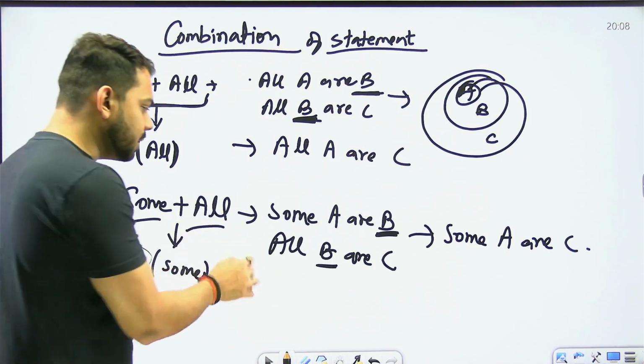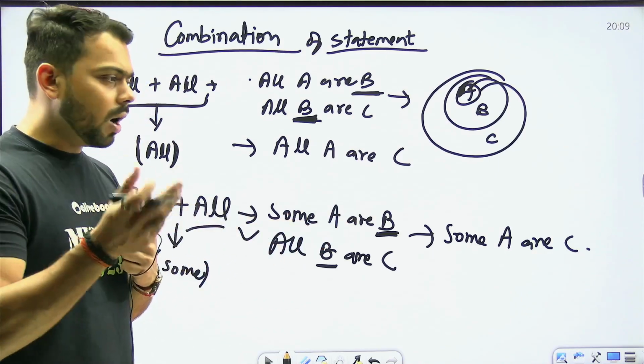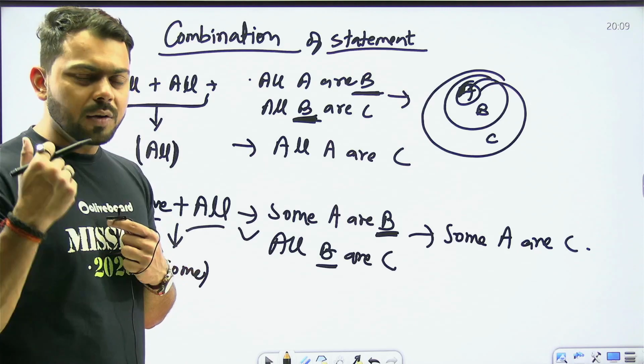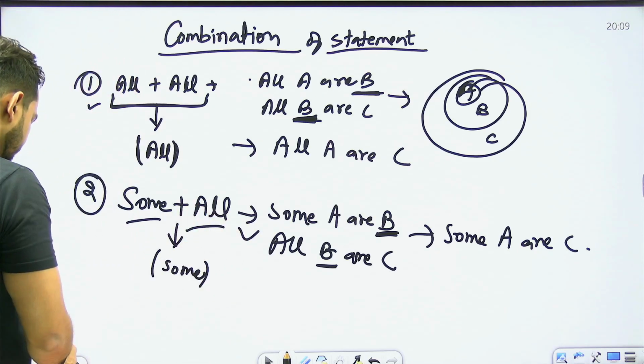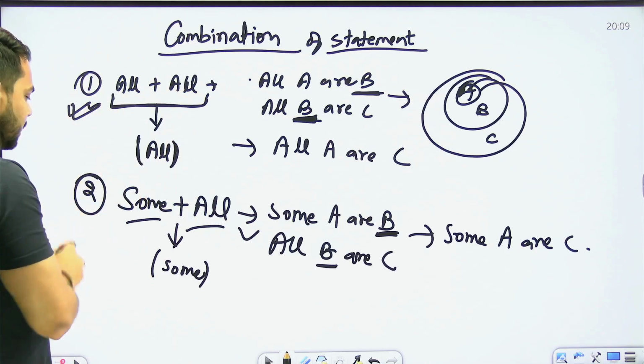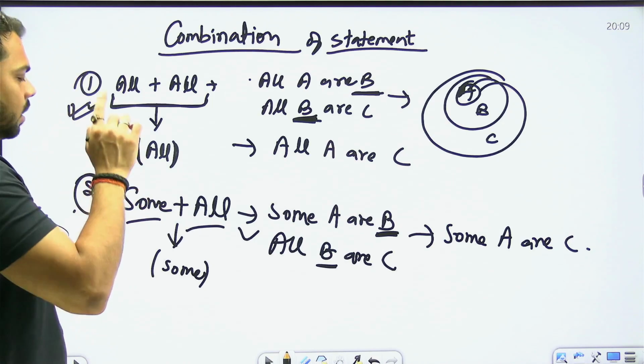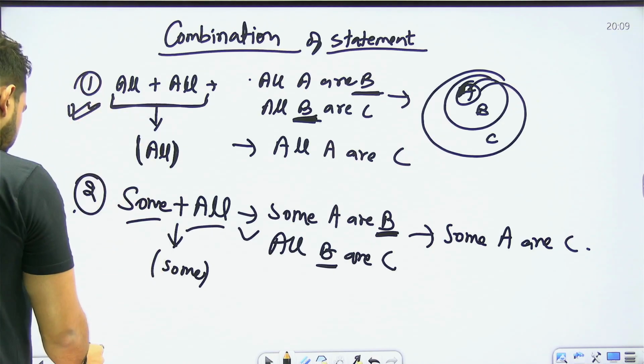If it is given in this format, the element can be anything: cow, horse, dog, any word, right? Next, we have seen all plus all. Second one is some plus all. Now we will be talking about all plus no.